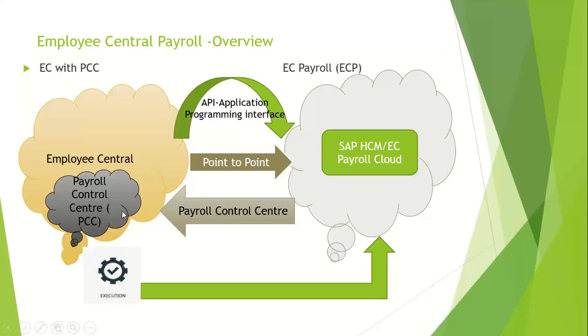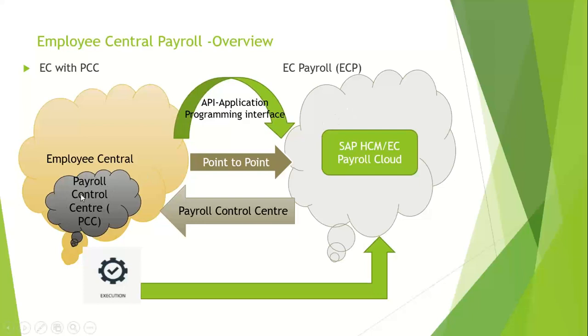But the execution button is available in the payroll control center. That means in the payroll control center you are executing a payroll from EC, not from ECP. Even though ECP or the payroll engine is a backend, the execution will be done in the EC system. That means you're pressing a switch in this place, through the standard integration, standard behavior, and this switch goes and triggers the payroll engine in this place and executes it. Okay, you can see the results.